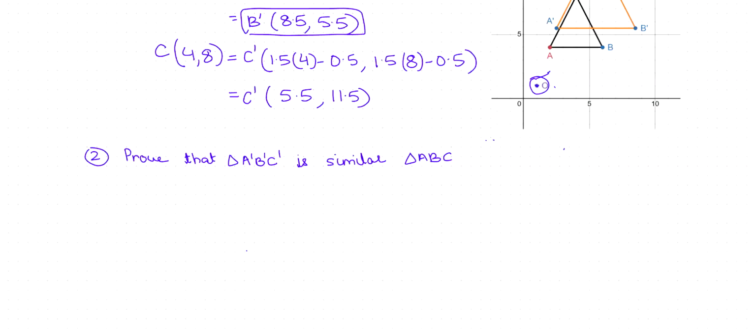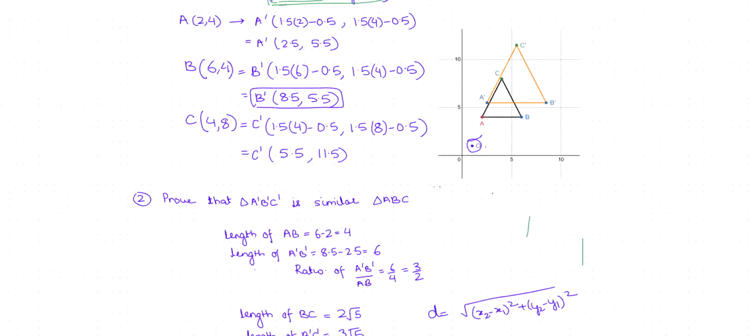Sorry, the second question was to prove that triangle A dash B dash C dash is similar to ABC. Now to prove that triangle A dash B dash C dash is similar to triangle ABC, we found the length of AB and A dash B dash. Here it is simple because it is horizontal, so we found the length of AB as 4, A dash B dash as 6, and the ratio of A dash B dash over AB is 3 by 2.